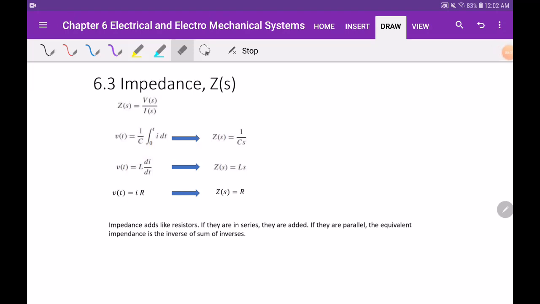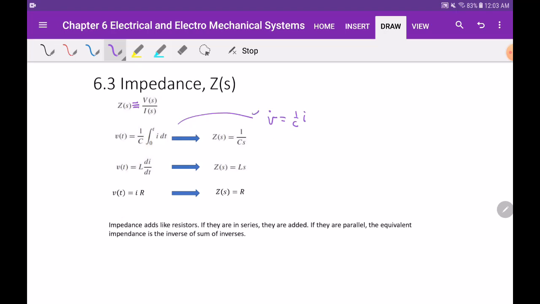So finally, this lecture is about impedance and a different technique, node analysis, for solving a circuit problem. So impedance, by definition, is the ratio of the V in the S domain and the I, the current in the S domain. So for the capacitor, you have V(t) equals 1 over C times the integral of I dt, which is the same as V dot equals 1 over C times I.